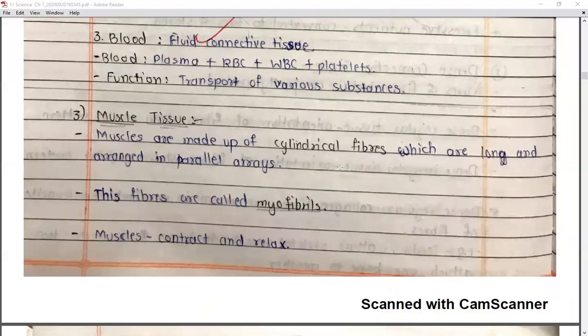Today we are going to start with the third type of tissue, and that is muscle tissue. Now muscle, the word itself, you know what muscles are, right? So we are going to see what exactly a muscle is made of, right? So the muscles are made up of cylindrical fibers which are long and arranged in parallel arrays, right?